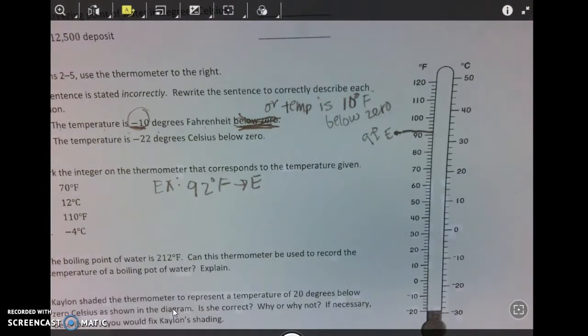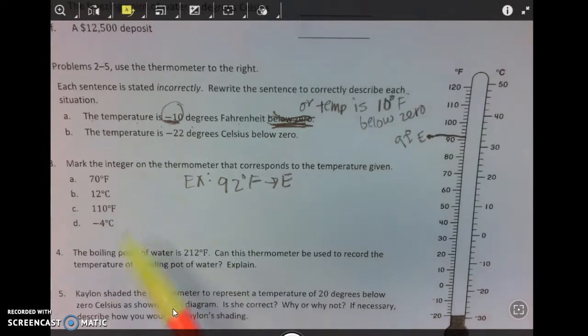So for A, B, C, and D, you need to mark each of those items over here on the number line so that we can see them. All right, that is your homework.